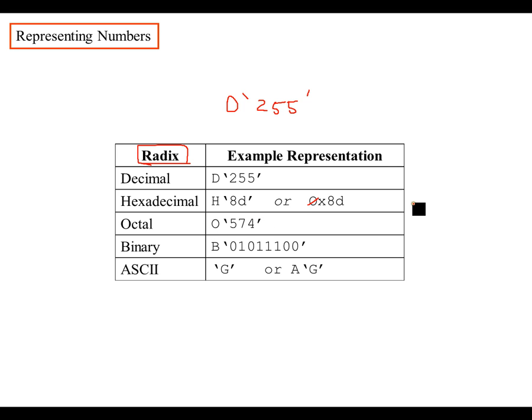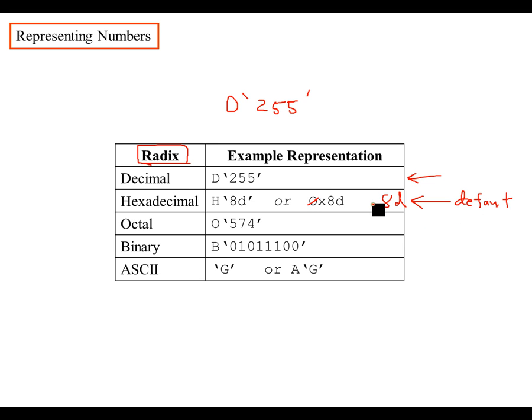Now you can set any one of these as your default. If you set hexadecimal as default in your tool, then you don't even have to use the H. You could just type 8D. You wouldn't have to type any of this other information. But if you had it set for decimal, then you would have to type the H ticks or the 0x. So it depends on how you set your default in your code.